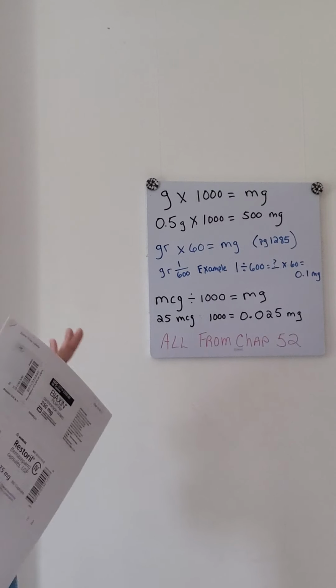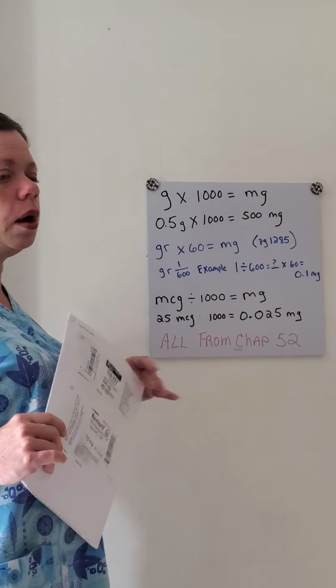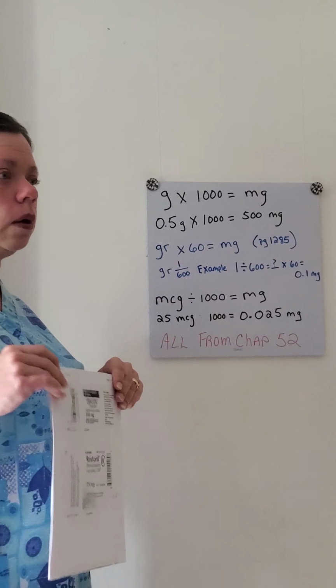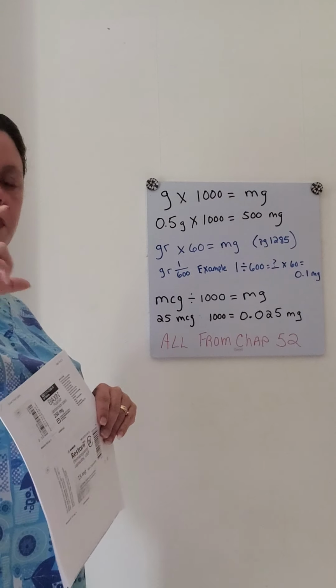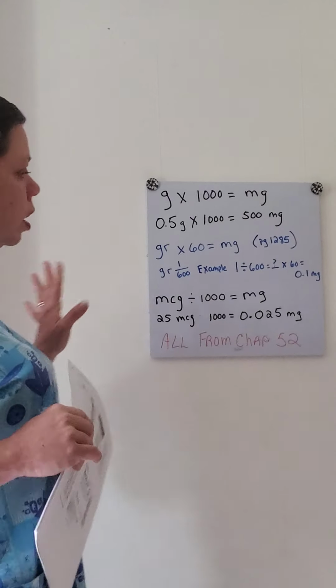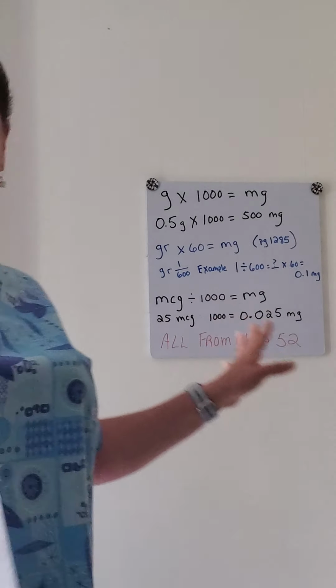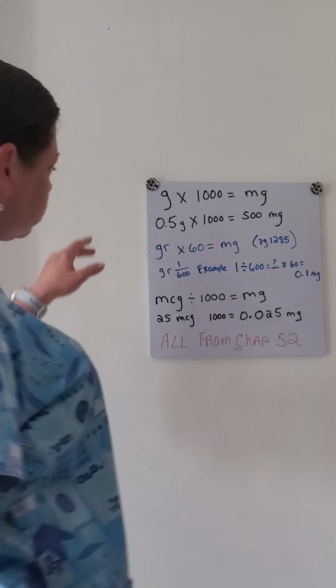But please know that everything comes from Chapter 52. Everything comes from Chapter 52 in your textbook that's on the Kindle. There are a lot of boxes on the pages in that chapter that have a lot of these conversion cheat areas, so just pay special attention to that. I'm just going to give you a little breakdown of what's on the board right now.